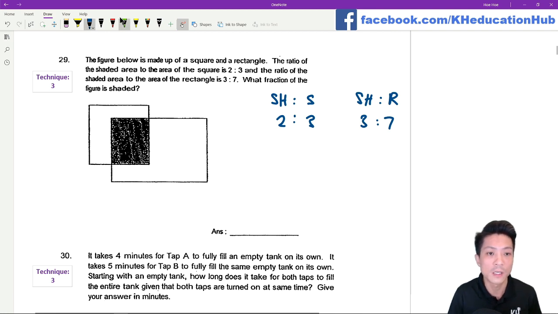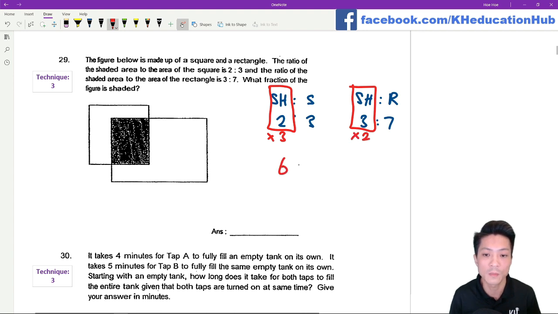In this case, we know that the shaded area is the common item, right? So we need to multiply this by 3 and multiply this by 2 to make them the same, which will become 6:9, and this will become 6:14.